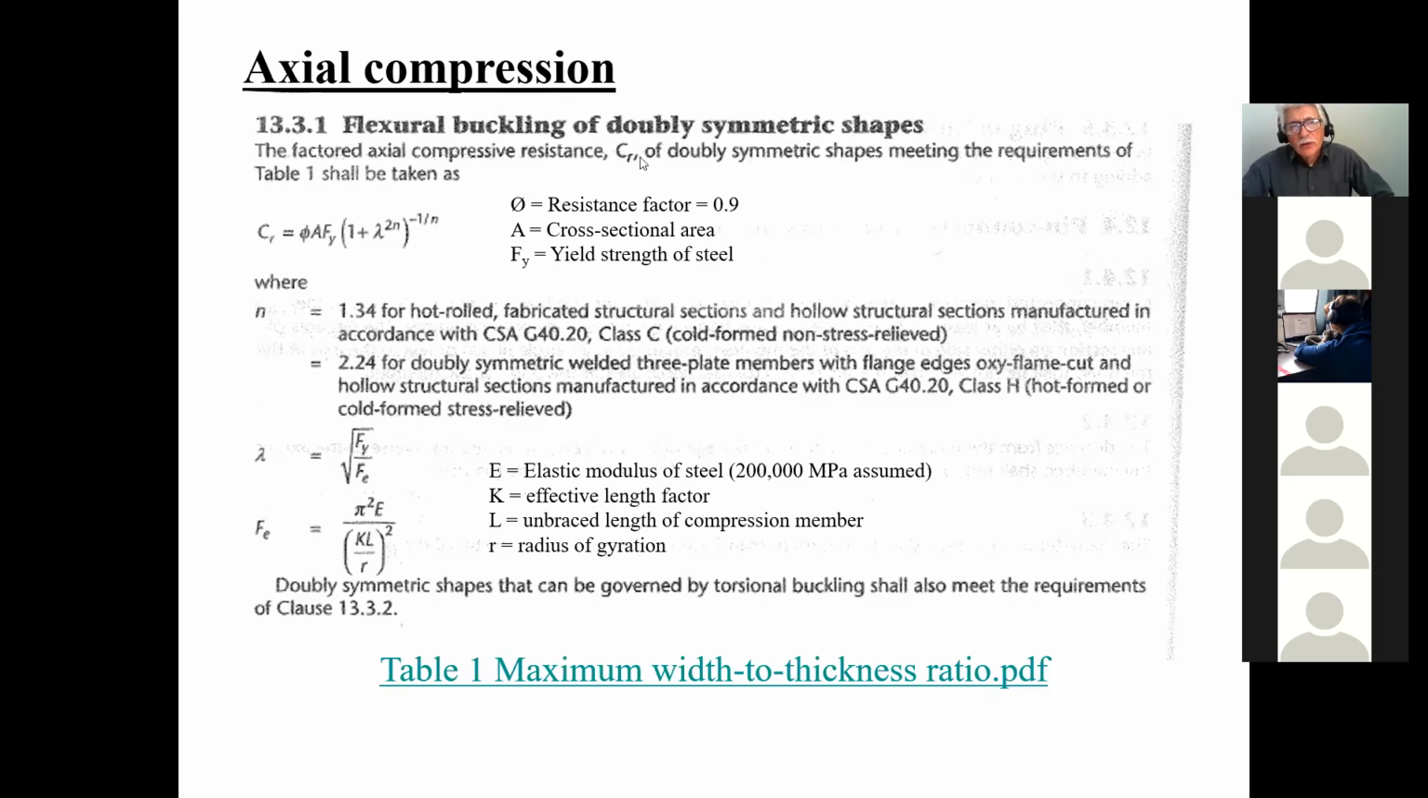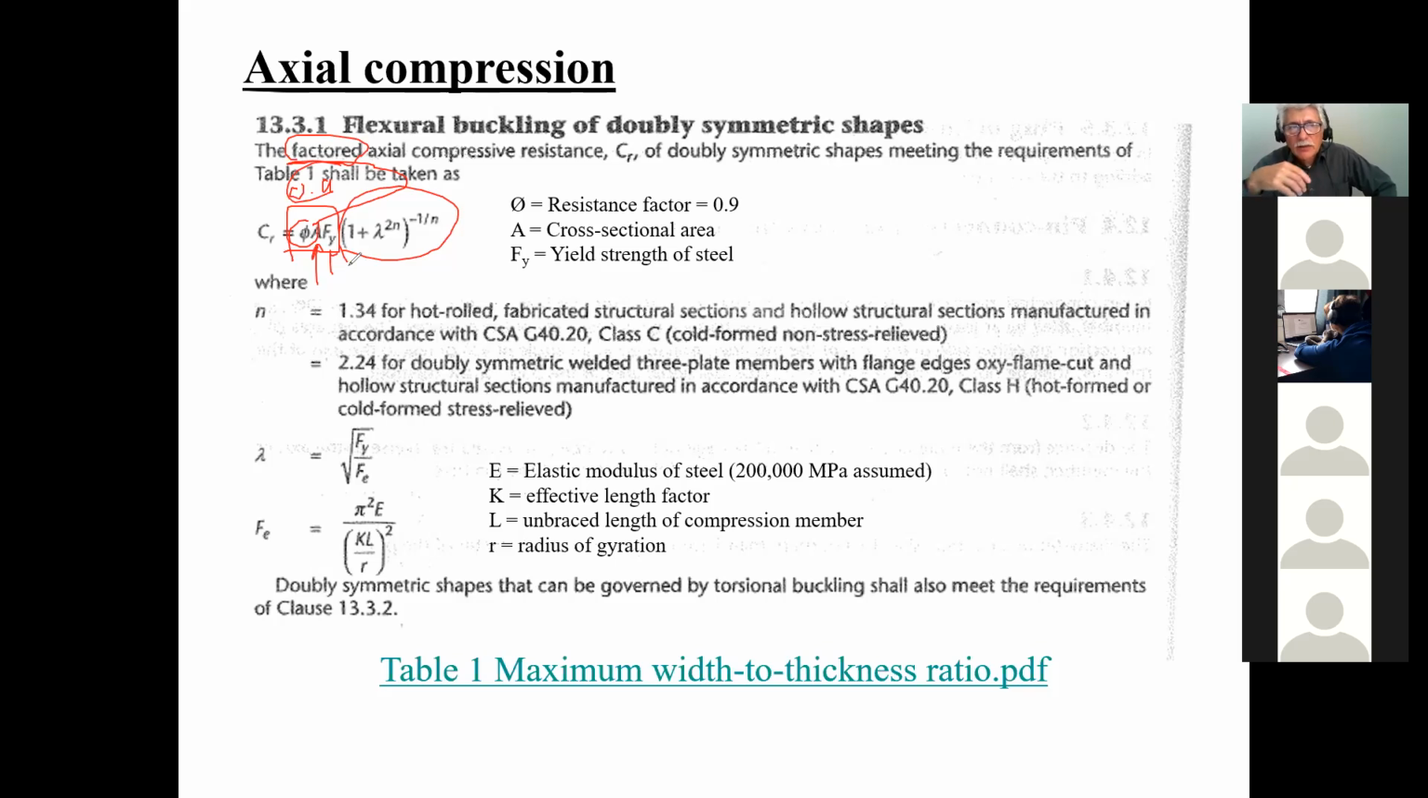And of course, in steel, they still use the word Cr instead of Pr like they do in wood and concrete. For double symmetric shapes meeting the requirements of Table 1, and we'll go look at Table 1, you have to check to make sure it meets that requirement when we get down here. Here's the equation, so it's not that complicated. This basically is simply the area multiplied by the strength of the steel, and of course phi is the reduction factor for the material, 90%, and because of this phi, they call it factored axial compression. And this accounts for the length of the column.